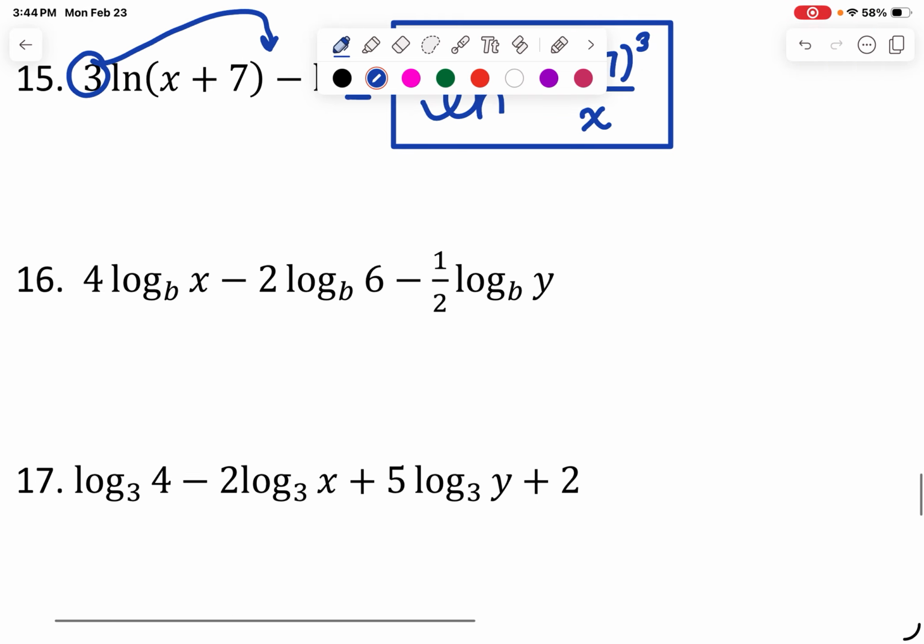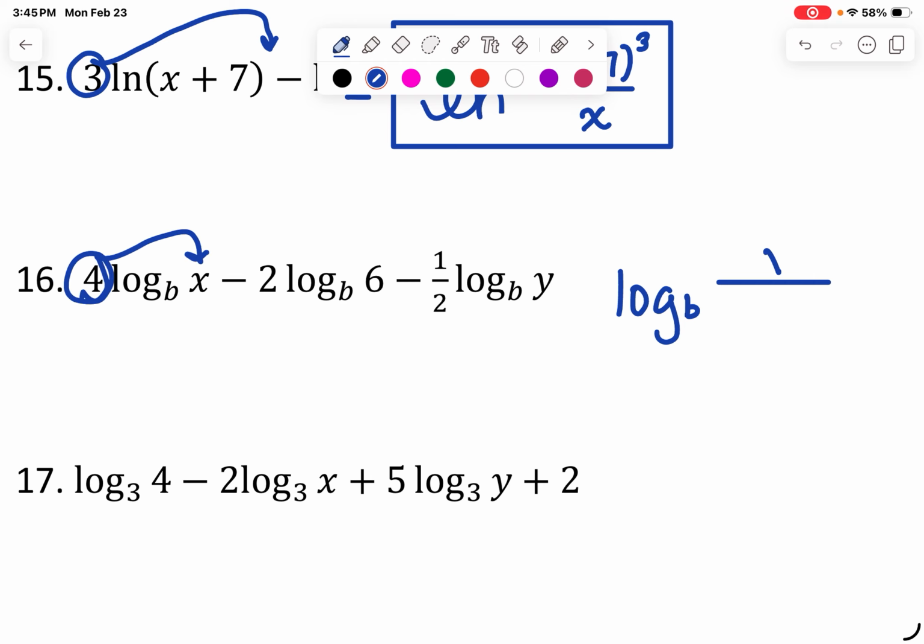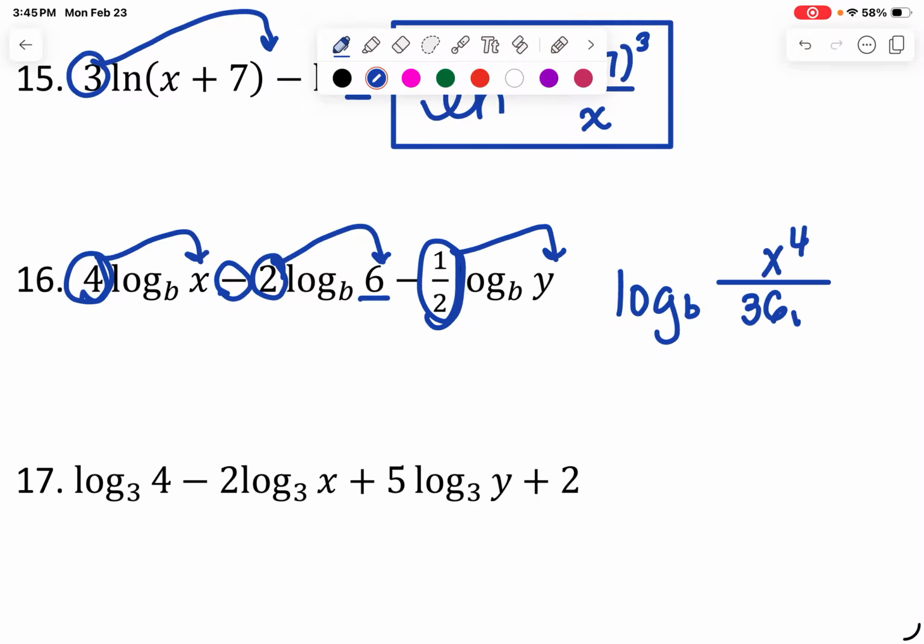All right, next one, log base b. I see a minus, I see a minus here too. So those are going in my denominator, so that means there is a denominator, right? This has a plus in front of it, it's positive. So this is going in my numerator, that's x to the 4th power. This has a minus in front of it, so this is going in my denominator, but this is an exponent here, so there's a 36 in my denominator. And then the last one has a minus in front of it, so it's going in my denominator. This is a 1/2 power, or the square root of y in my denominator, because it's got a minus in front of it.